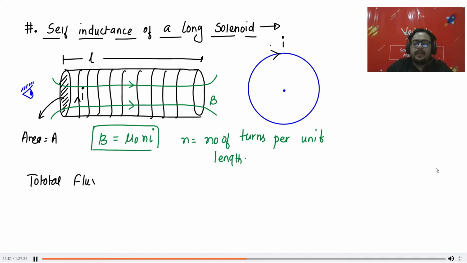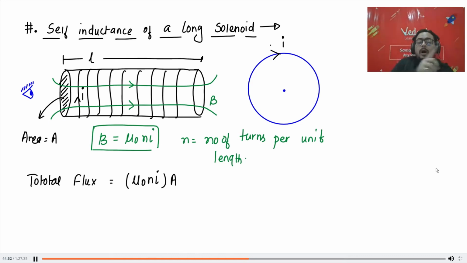Okay. Can you tell me the flux through one loop? Flux is B dot A. Am I correct? So the flux through one loop like this will be, magnetic field is mu naught Ni into area of cross section A. So this is the flux through one loop.